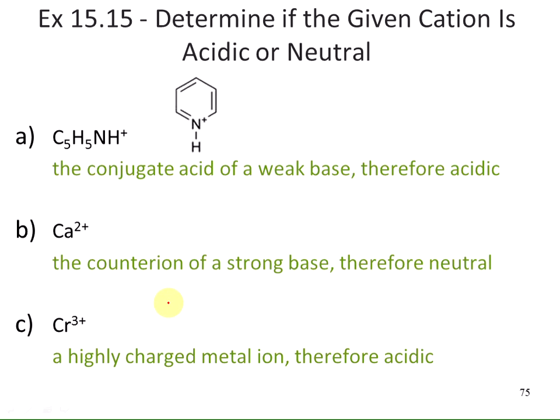So in the first case, in part A, we have the protonated nitrogen, so that makes it acidic. In B, we have the alkaline earth metal, and those, we said, were neutral. And then highly charged metal ions, we said, would produce an acidic solution when they associate with waters.